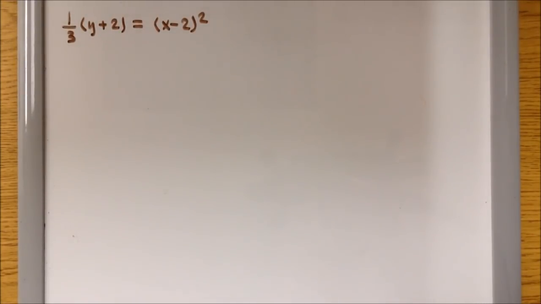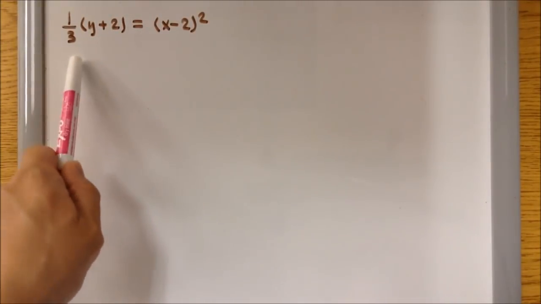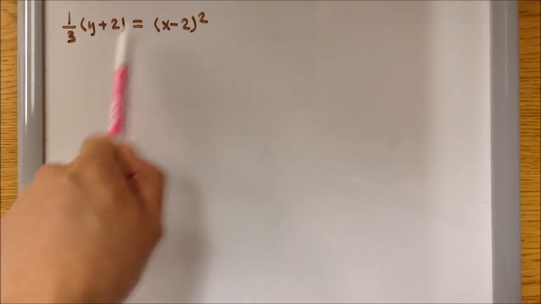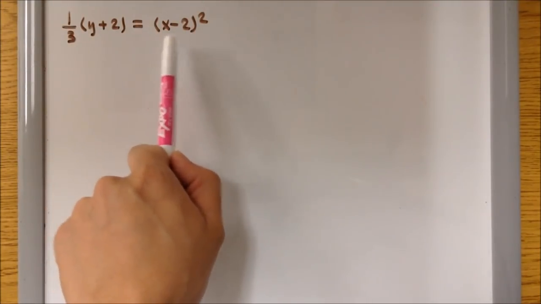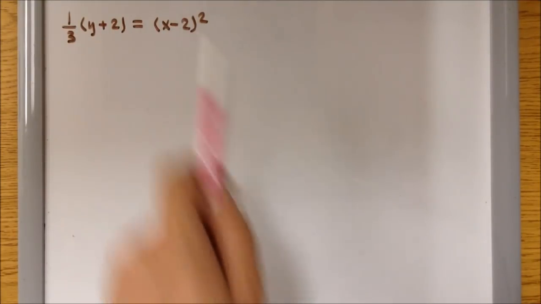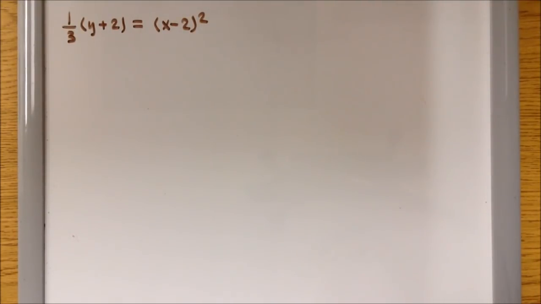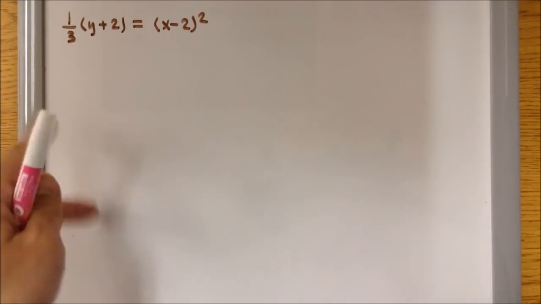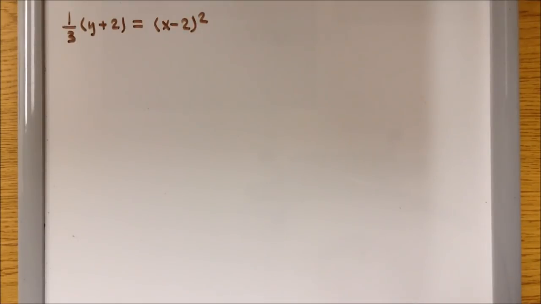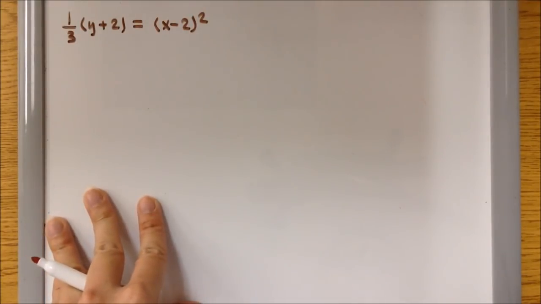In the fourth example, we have 1/3 times y plus 2 is equal to the square of x minus 2. Now the square is on the x, so it's going to be a different form, a different equation, meaning that it's going to be different for the focus, the directrix, and the axis of symmetry.